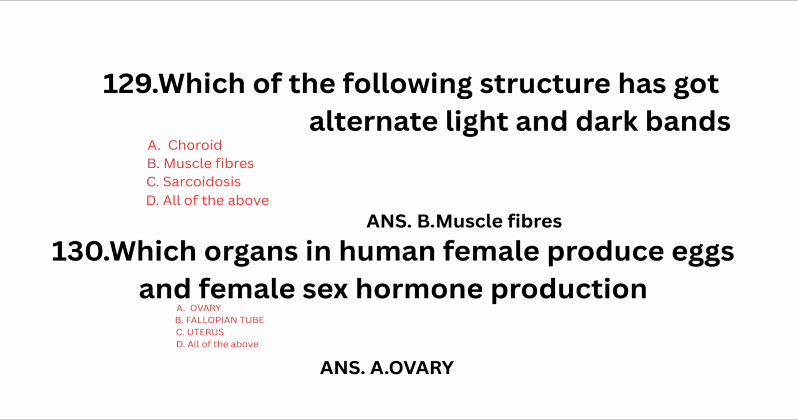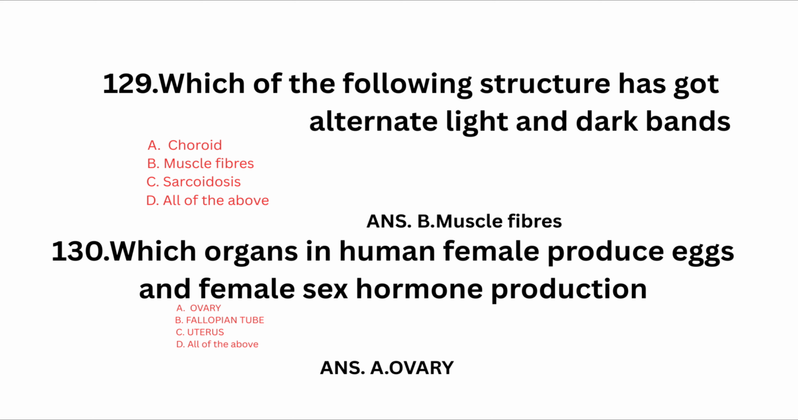129, which of the following structure has got alternate light and dark bands? A, choroid. B, muscle fibers. C, sarcoidosis. Answer D, all of the above. Answer is B. Correct answer is muscle fibers.